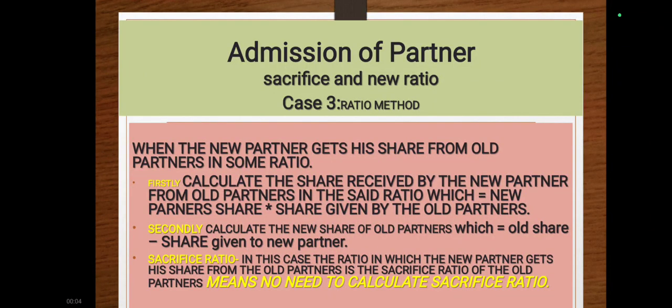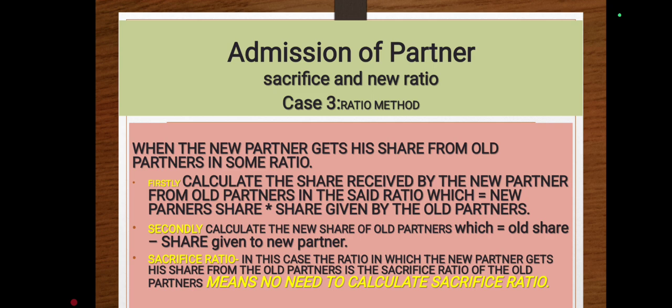So we are doing admission of partner, chapter 4, class 12th accountancy, and the topic is sacrifice and new ratio calculation. Now the case 3, that is the ratio method, a very easy method, easy to understand and easy to calculate. The identification of this method is that some ratio will be given for the new partner in which he gets his share from the old partners.